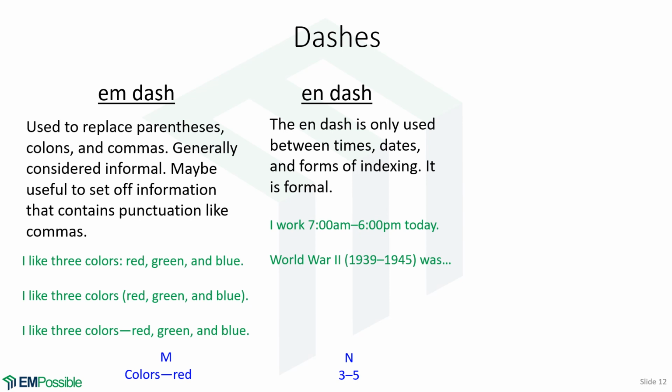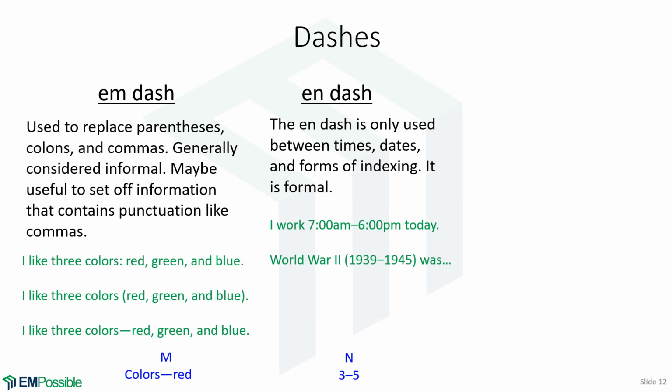This is formal, and so this is used when we're between times or dates or in indexing, like page 1 to 10 or years. So here are 2 examples that I have. I work 7 a.m. to 6 p.m. today. Notice there are no spaces on either side of this EN dash. Maybe you're specifying a range of dates, World War II, and then in parentheses, I have 1939, EN dash 1945. So this will be read 1939 to 1945. And then the rest of the sentence does whatever that's going to do.